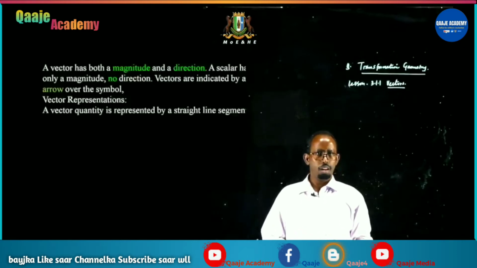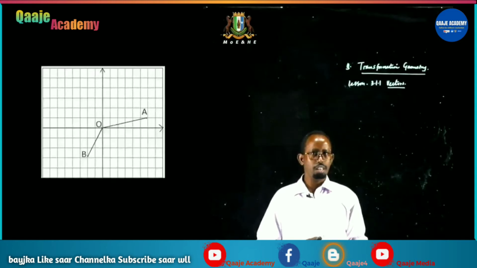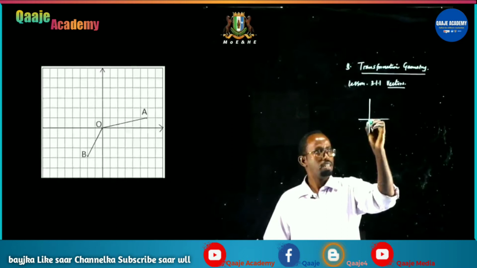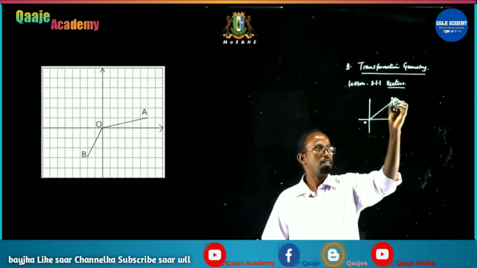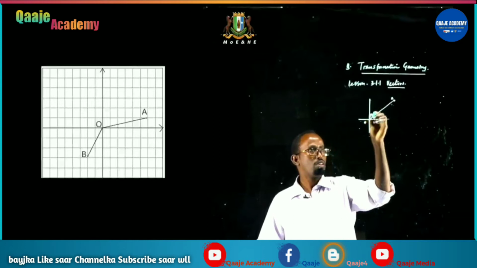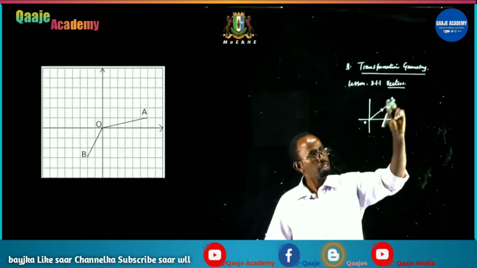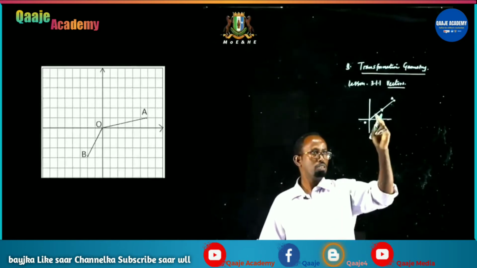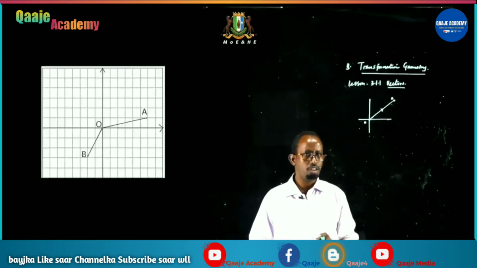So OA, you can see the line starts from O, that is where the line starts, so that is from O to A. You can see this is northeast. The direction is that way, northeast direction. So that is what we normally use, an arrow, to indicate the direction of the vector.